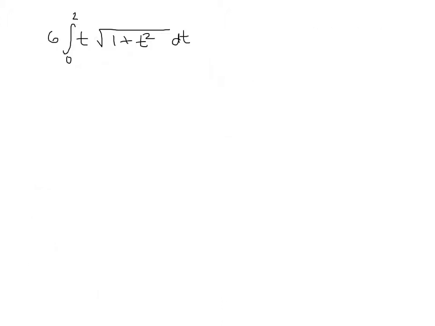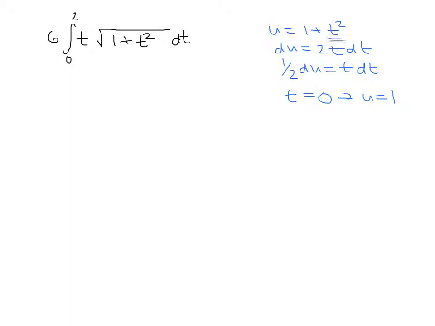We're trying to find the value of the integral from 0 to 2 of t times the root of 1 plus t squared. So let u equal 1 plus t squared. du is 2t dt, or half du is equal to t dt. And if t is equal to 0, u will equal 1, because you can input 0 for that t. And if t is equal to 2, u is equal to 5.